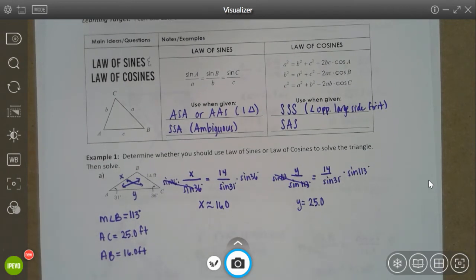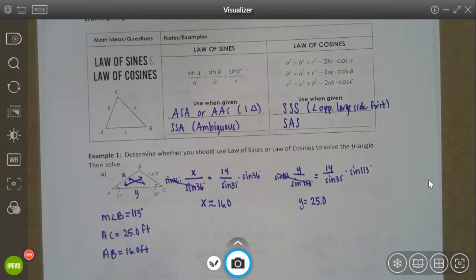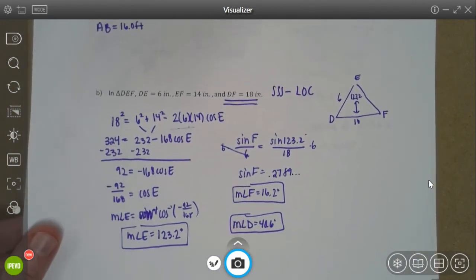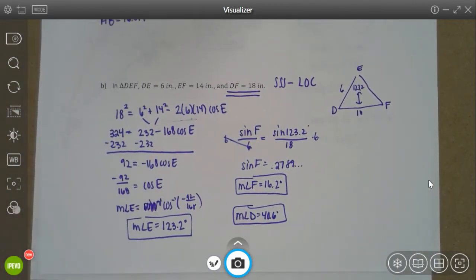So super simple. Anytime I'm given that angle opposite side pair, I'm going to jump right in and do my law of sines. When I don't have an angle opposite side pair, that's when I'm going to use my law of cosines. So letter B here, I was given three sides. So obviously, if there's no angle given, then I don't have an angle opposite side pair.